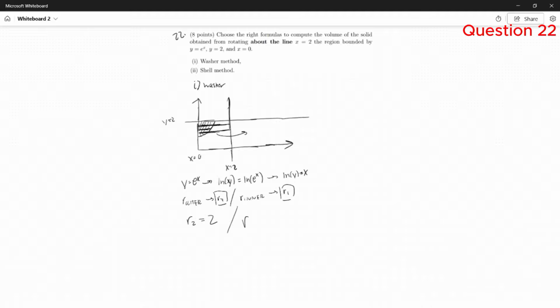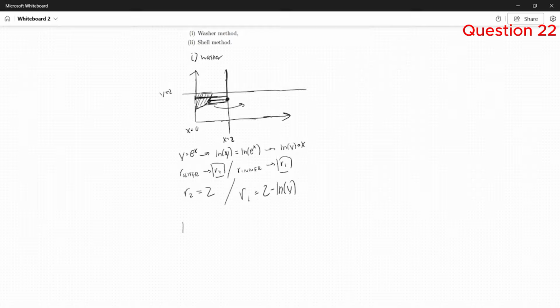But our inner radius is a little bit different because it is dependent on ln of y. We are looking for this total distance right here, which would be represented as starting from x equals 2 and going all the way until ln of y. So it's like taking the full radius, but then subtracting ln of y because it's being cut short by the function itself. So this would be the inner radius, and r1 here would be equal to 2 minus ln of y.